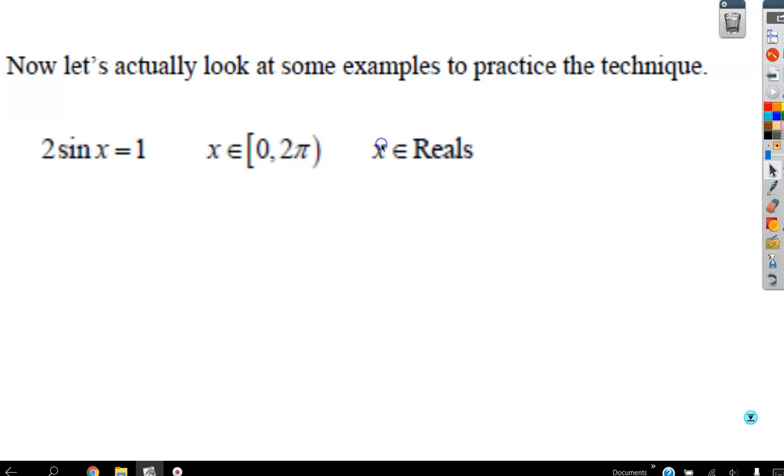So I'm going to start very basic. So maybe this is our equation: 2 sine x equals 1. We're going to solve it for one wrap and then all real numbers. Sometimes we call this the general solution and this the particular, because we are only using a particular wrap of them.